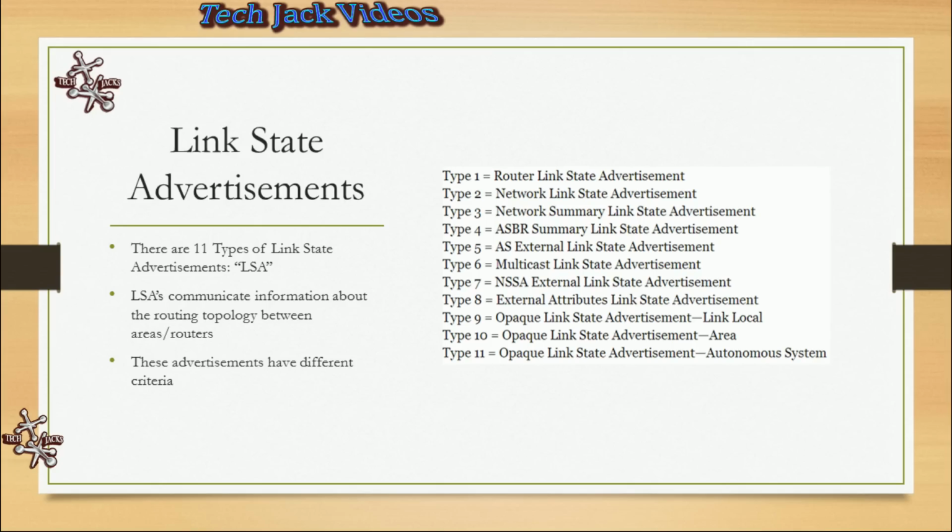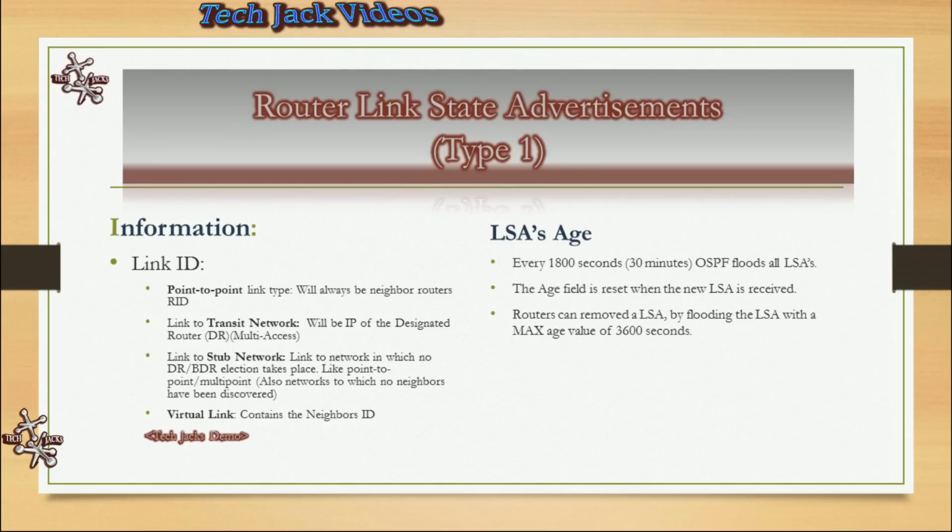So let's go ahead and verify, because we have some information here talking about the link IDs, and that is what we just went over a little bit. The point-to-point link type will always be the neighbor router's ID, the neighbor router's RID. The link to a transient network is the one that we didn't see, and we're going to take a look at that. We have a link for a stub network. Stub networks are the link to the network in which no DR or BDR election takes place. And we have a virtual link, which will contain the neighbor's ID. So we verified that before, so we just need to verify the transient network.